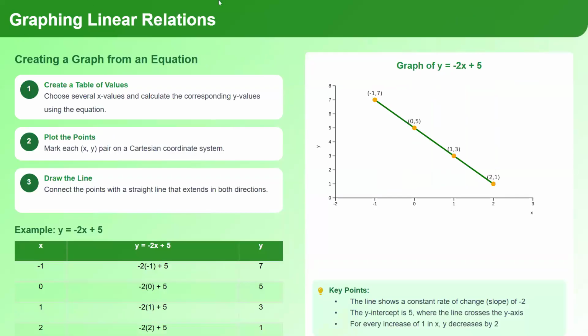Next one, we will graph linear relations. So how do we graph it? First, we create a table of values just like this down here on the bottom left. This is called a table of values. So we choose several x values and then calculate the corresponding y values. If x was equal to -1, you would plug -1 into x, and then you would get 7. You plug 0, and you get 5. Plug 1, you get 3. Then you would take out a graph, then plot the points just like the graph over here. Then finally connect the line.